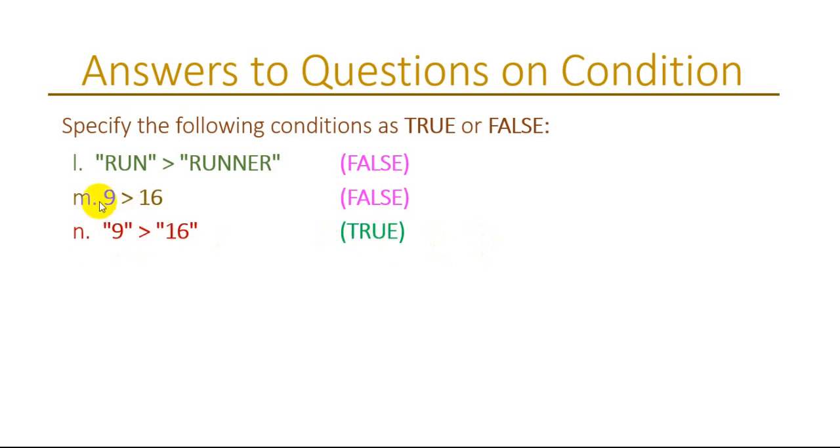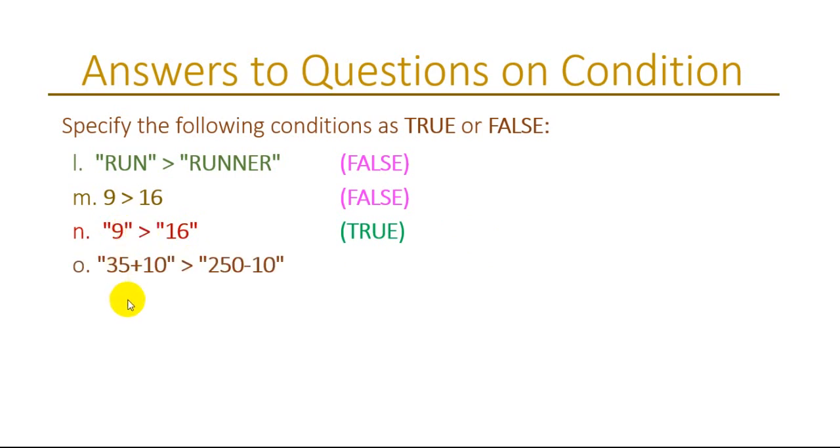So if you notice, if you compare it as numeric, it becomes false because 9 is not greater than 16, whereas if you compare it as alphanumeric, it is true because only the first characters are compared. If the first character is the same only, it will go to the second characters of the two strings. Actually, there is no second character here. Okay, so just remember that.